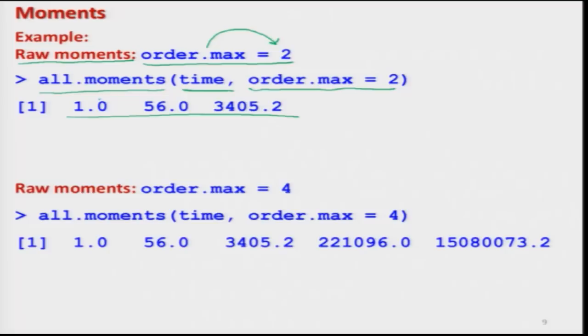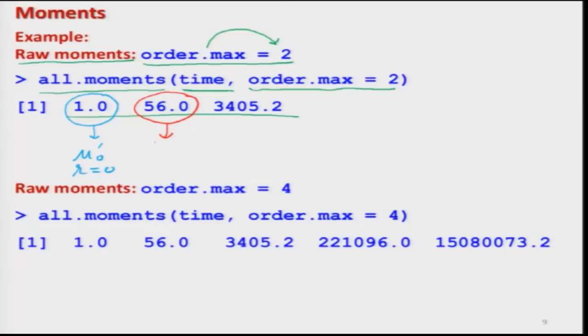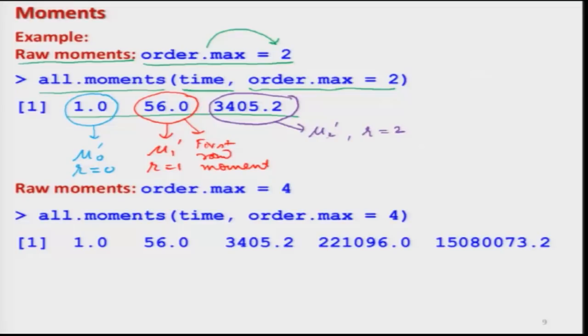Now, the next question is, what is the interpretation of this value and the other outcomes? The first value here is 1.0, which denotes the value of mu 0 prime, that is, the raw moment at r equal to 0. Similarly, the second value, 56.0, denotes the value of mu 1 prime, the raw moment at r equal to 1. So, this is the first raw moment. And the last value here, 3405.2, is the value of mu 2 prime, the raw moment at r equal to 2, which is the second raw moment, 1 upon n summation i goes from 1 to n, x i square.